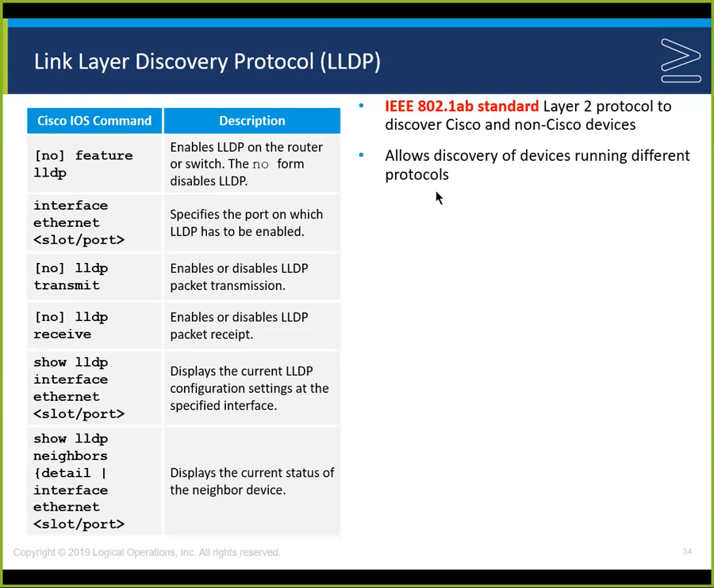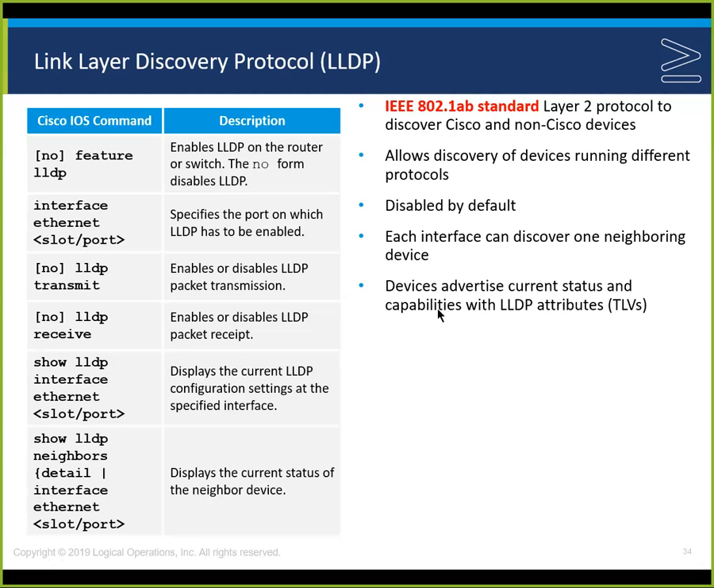The way it works is a little bit different, but the effectiveness is the same. It allows the discovery of devices running different protocols. It's disabled by default. It has to be turned on on these Cisco devices. Each interface can discover one neighboring device, because we're discovering adjacent, directly connected devices. That's why one interface discovers one neighbor when we do these things.